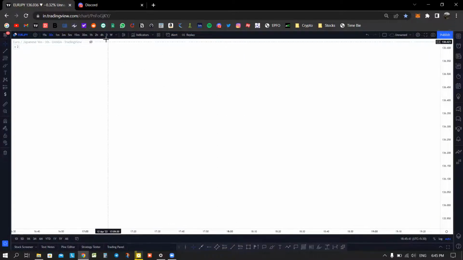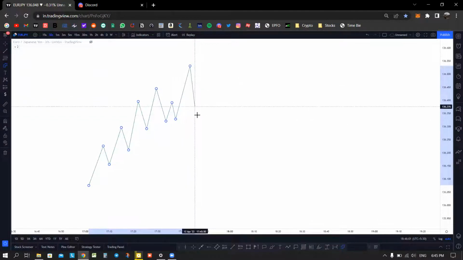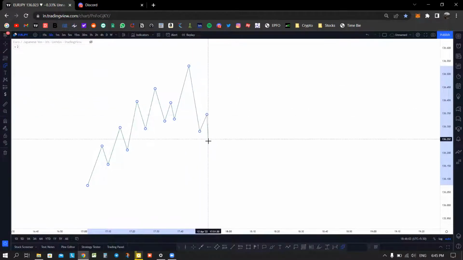During Asian session timing, just open your chart, like when it is about to close. So you can just go to your chart. Your chart will be something like this, just for instance, and this is your Asian session forming.